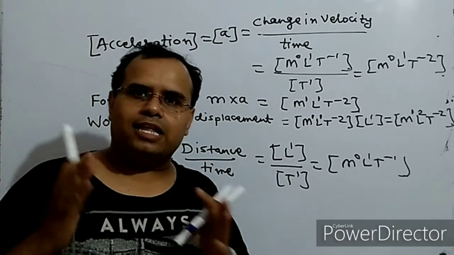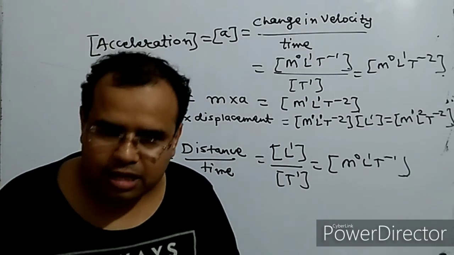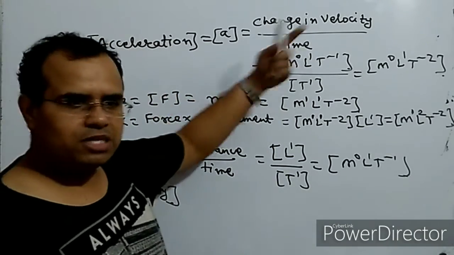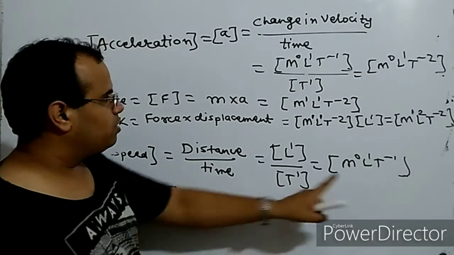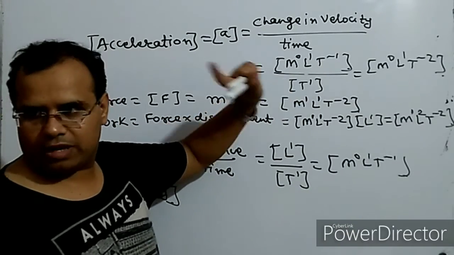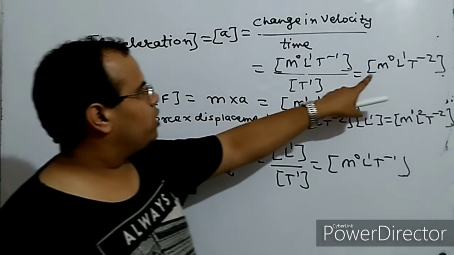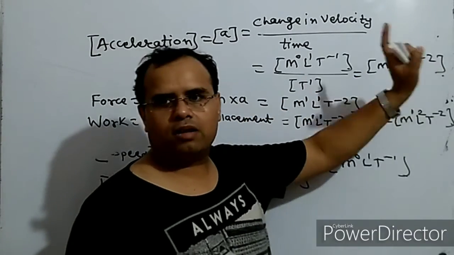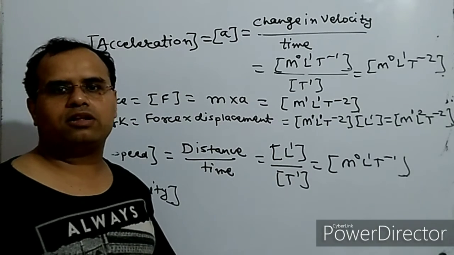If you subtract length from length, the dimension is still that of length. Similarly, if you make a change in velocity, the dimension will still be that of velocity. The dimension of velocity we just saw is the same as that of speed, so we wrote M0 L1 T to the power minus 1, divided by time, which is T1. Now you have M0 L1 T to the power minus 2. Okay, so this is the dimensional formula of acceleration.